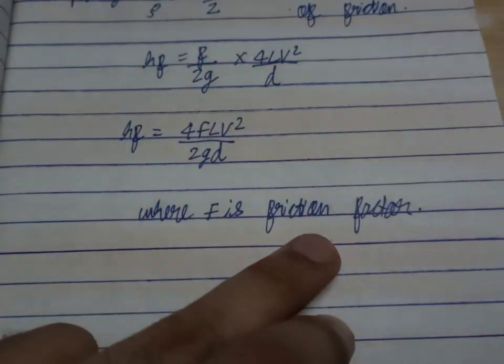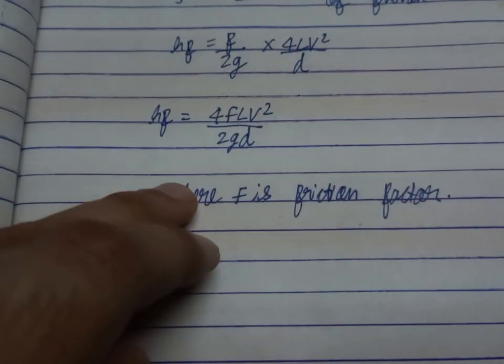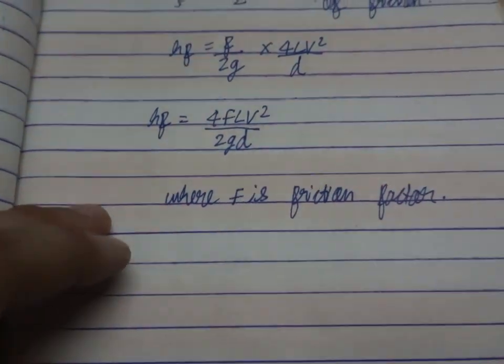where F is the friction factor, and it is used for finding the loss of head due to friction in pipes.